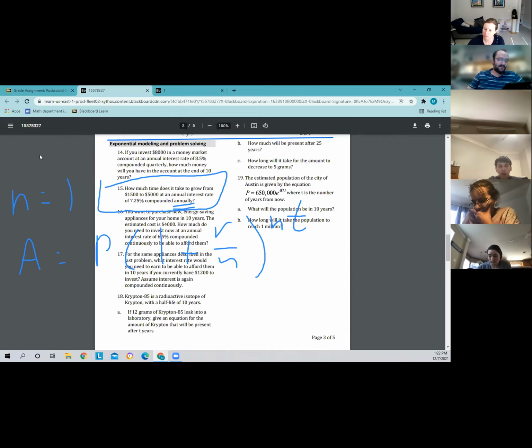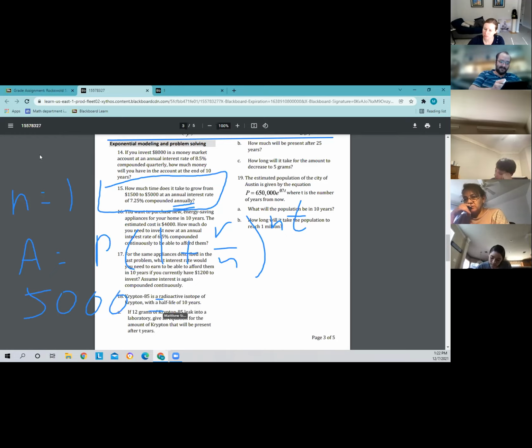How much time does it take to grow from 1,500 to 5,000 at an annual interest rate of 7.25% compounded annually? So do they give me the accumulated amount? Principal is what you start out at. Accumulated amount is the 5,000. So my 5,000 is my accumulated amount.